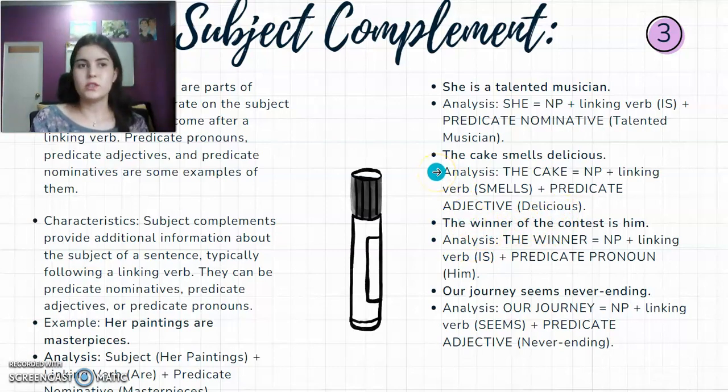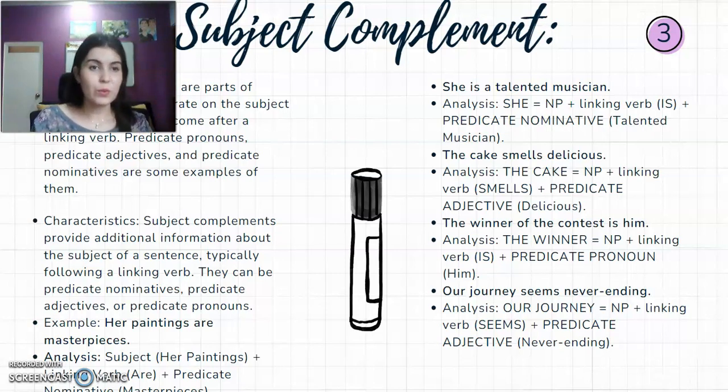And they give you the information that it is a good cake. I don't know, but something like that. And well, in the winner, we have another example. The winner, the context is him. So this is a little more elaborate.